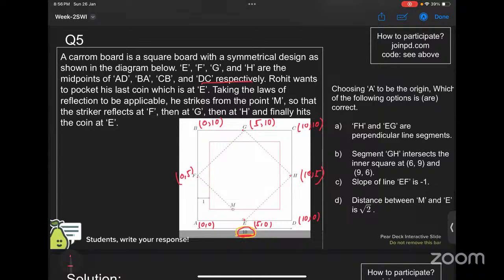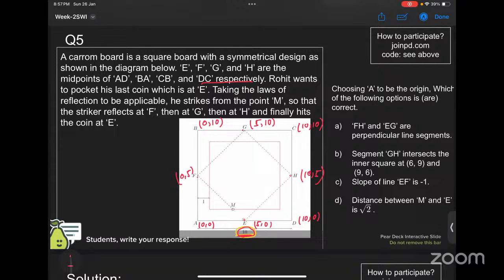Similarly, if you consider H, the x-coordinate is 10 throughout the line, right? So x will be 10, and for y you have to take the midpoint. Again, the length is 10, so the midpoint will be 5. Is it fine now? Okay.